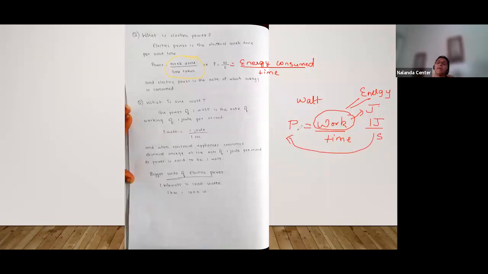We have higher units of power, which is kilowatt. The word kilo always means 1000 times the normal unit, which is 1000 watts. Okay, so 1 kilowatt is equal to 1000 watts.